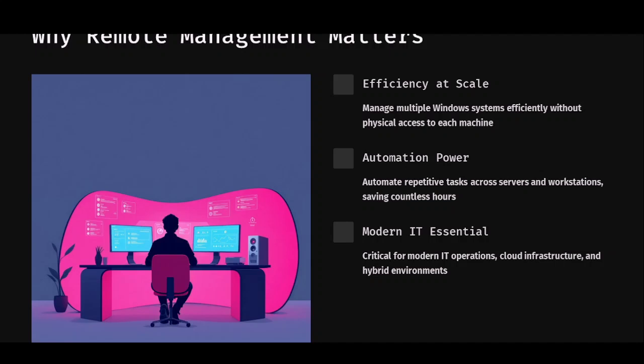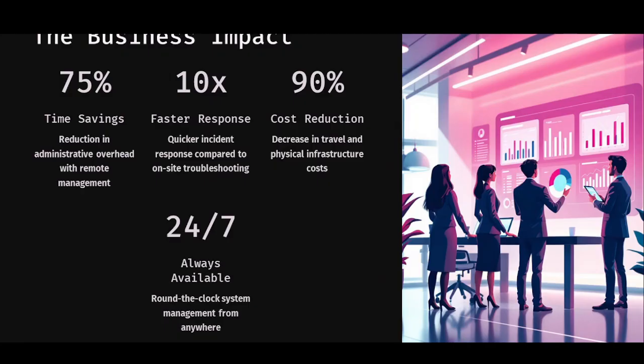For that, there are two ways we can manage the servers remotely: WinRM and WMI. So we will check that, but let's see what the benefits are. Efficiency at scale: manage multiple Windows systems efficiently without physical access to each machine. Automation power: automate repeated tasks across servers and workstations, saving countless hours. Modern IT essential: critical in modern IT operations, cloud infrastructure and hybrid environments. We can perform all such operations from one single server to all other servers with the help of PowerShell remotely.